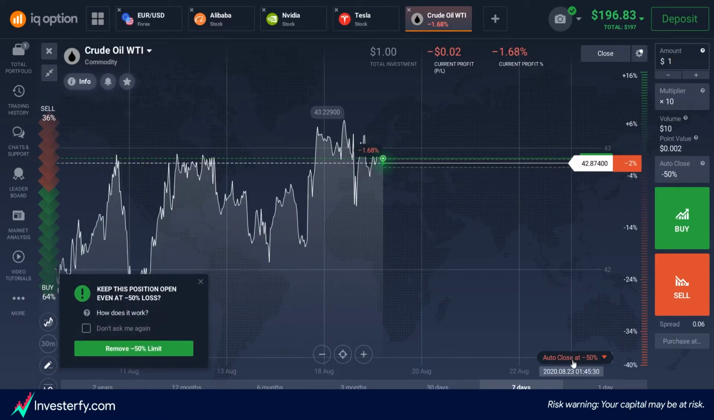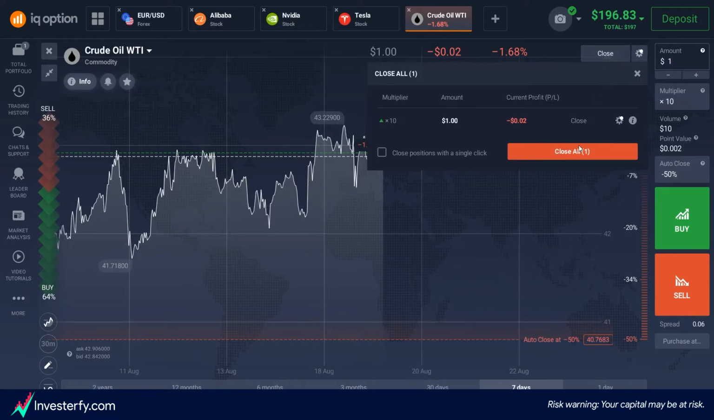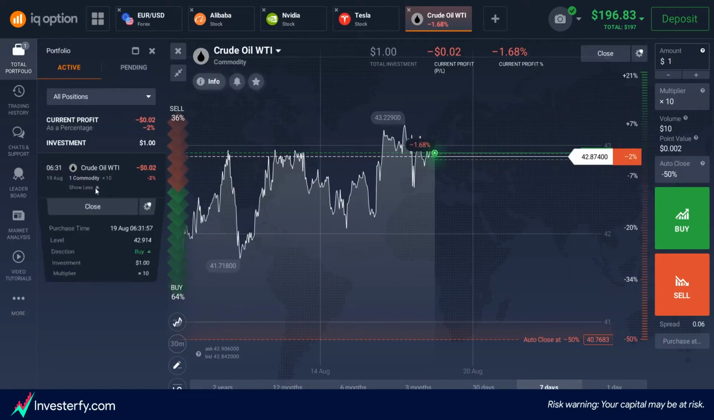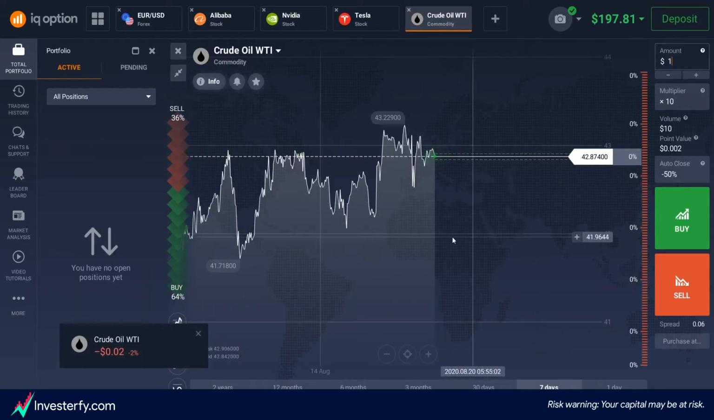Here you can also see an example of the auto close feature. Let me just press it here. As you can see, if the price reaches the auto close feature down here at 50%, then it will automatically close my position. If you want to close the position manually, then you can just use the close feature up here and press close all, or you can go to total portfolio, find the position, press show more, close and then confirm, and then it closes the position for you like that.